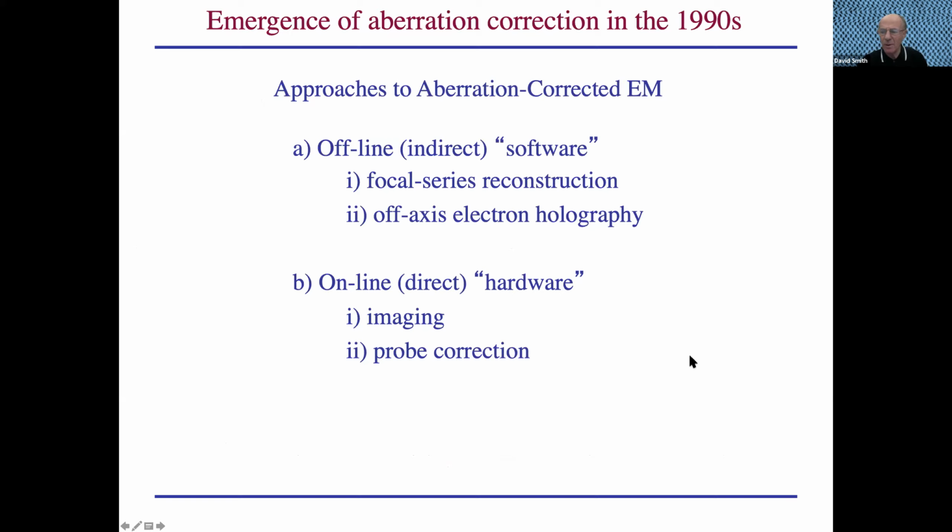Well, what also happened around about the turn of the century, in the 1990s, it was realized that there were several different approaches to aberration corrected EM. And there are 4 major ones, all of which work very well, as I'm about to show you very briefly. You can do online or indirect software. You can do a focal series reconstruction to take out the oscillations of the transfer function. You can do off-axis holography to also take out those oscillations. And then we have the online or direct hardware approaches.